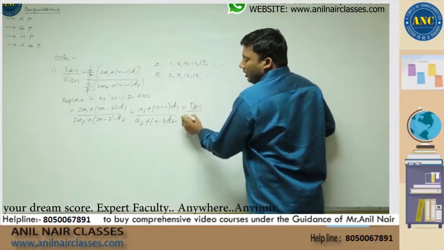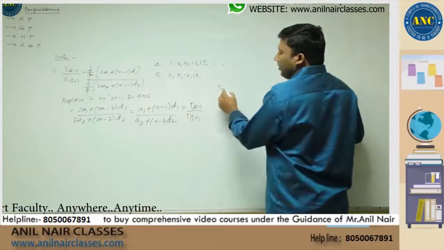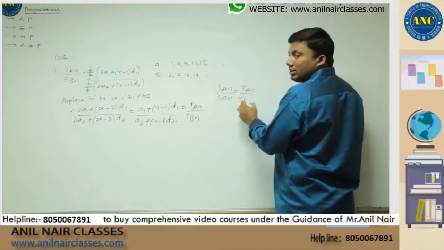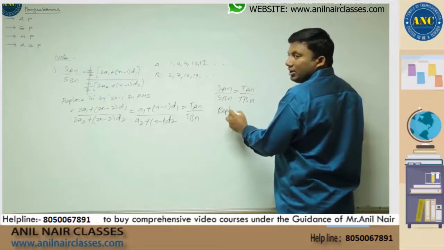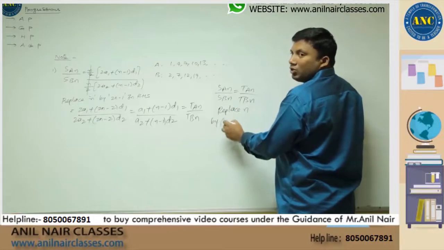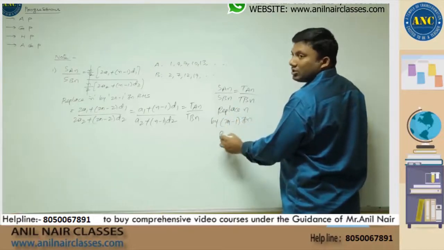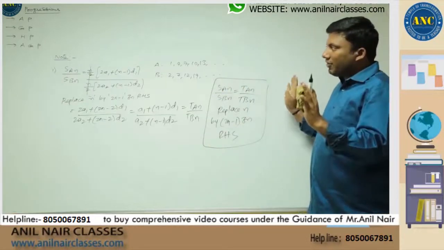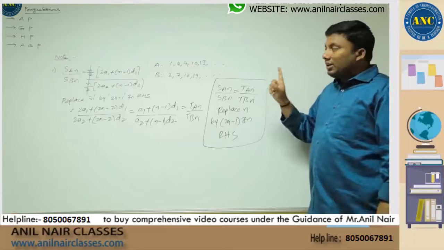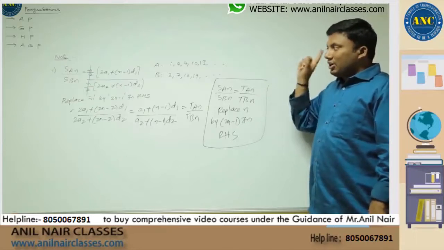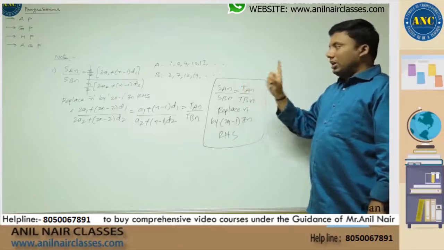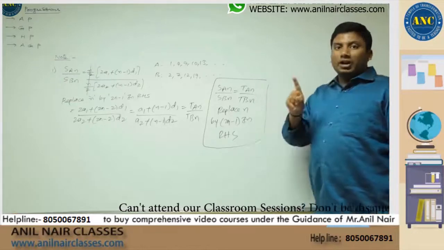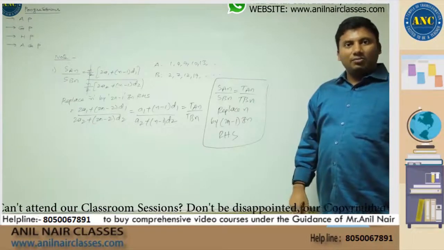Very, very important to note. Sum of n terms ratio will become nth term ratio only if I replace n by 2n minus 1 in the right hand side. Are you all with me? Nth term, sum of n terms, it is in AP only. The sum of n terms ratio in arithmetic progression can be converted into nth term ratio by replacing n by 2n minus 1 in the right hand side. Are you all with me?